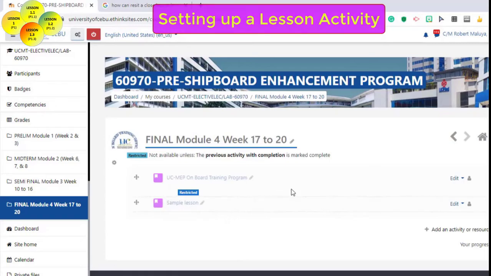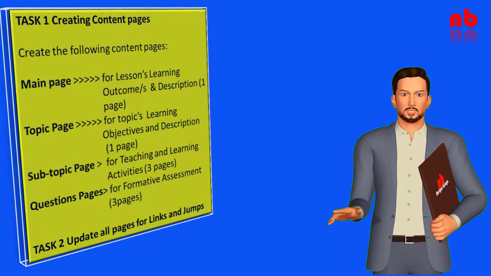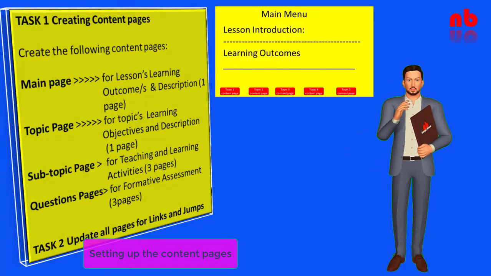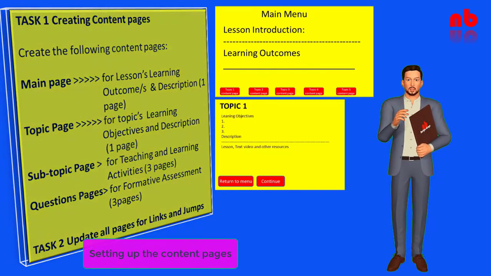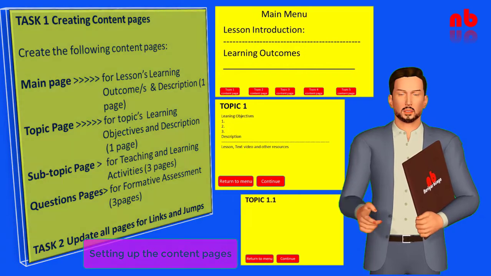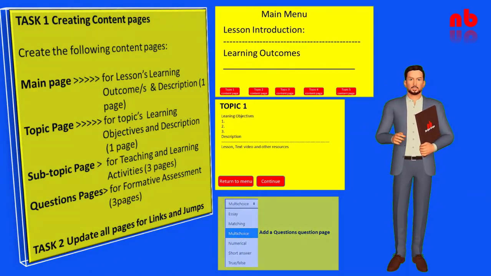Now, let's begin building the lesson's content page and other pages. Our task for today is to create the content of the pages of the Moodle's lesson activity. First, we will create the main page for the lesson's learning outcome and description. Second, the topic page for the topic's learning objectives and description. Third, the subtopic pages for topics teaching and learning activities. Fourth, we will create the question pages for the topic's formative assessment.